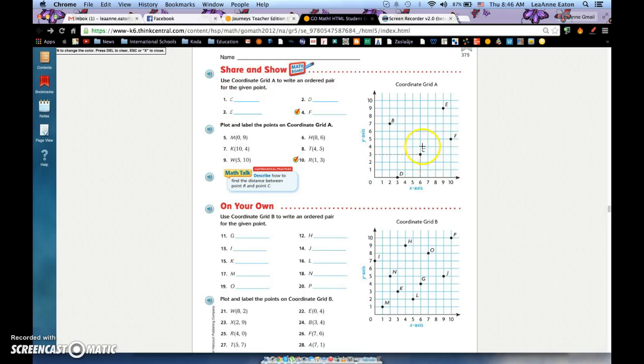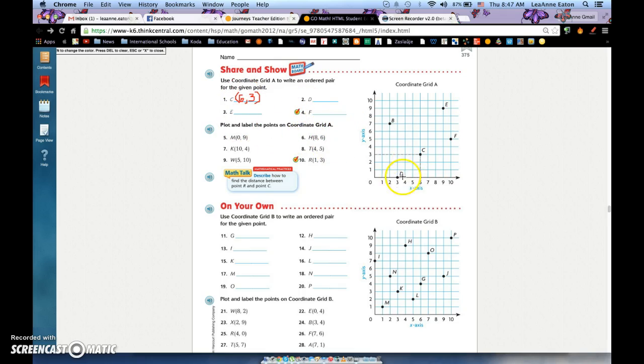So number 1 is C. Everybody put your finger on C. Here it is. For the ordered pair, we look down first. We look at the X first. It's 6, comma, and then we look over at the Y. The Y is 3. X first, Y second. 6, comma, 3. Make sure you put it in parentheses. If those numbers are not in parentheses, they are not an ordered pair, and it will be counted wrong. So make sure you put it in parentheses every single time.